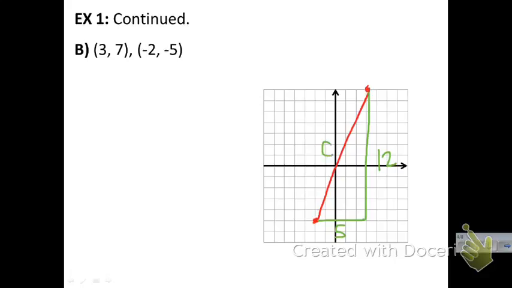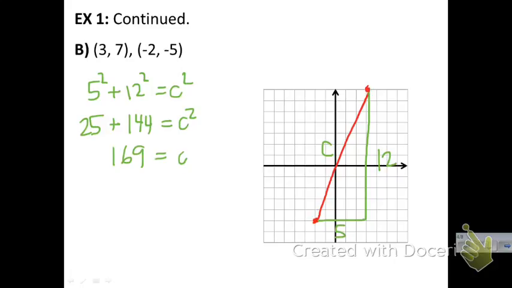So we'll go ahead and use that information. We'll call this side C that we don't know. We'll take our 5 squared plus 12 squared equals c squared. 5 squared is 25. 12 squared is 144. And we add those together to get 169. And then from here we do the opposite of squaring, which is to take the square root. So we get 13 for C, so our distance between those 2 points would be 13 units.